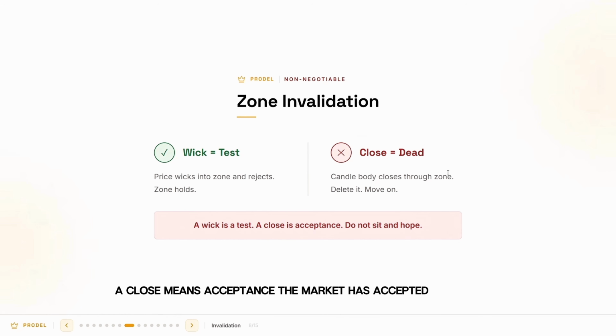The market has accepted a new price. Don't sit and hope a zone that has been closed through will still hold. Move on. Find the next valid zone. Let me show you the example.